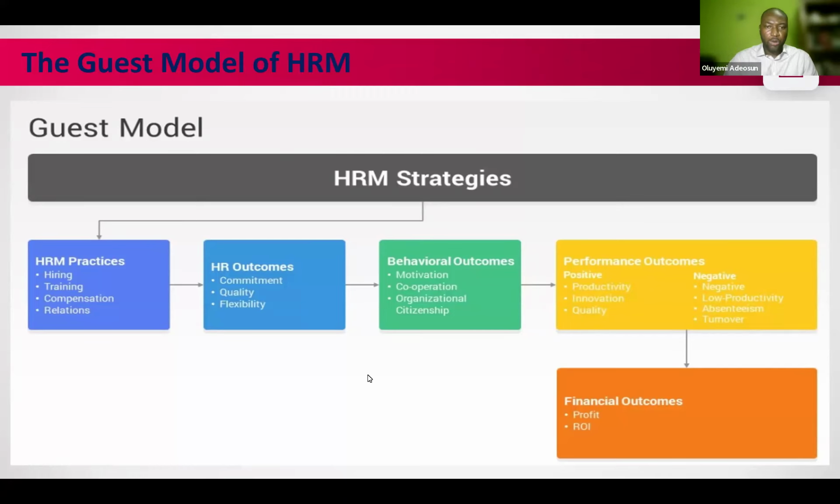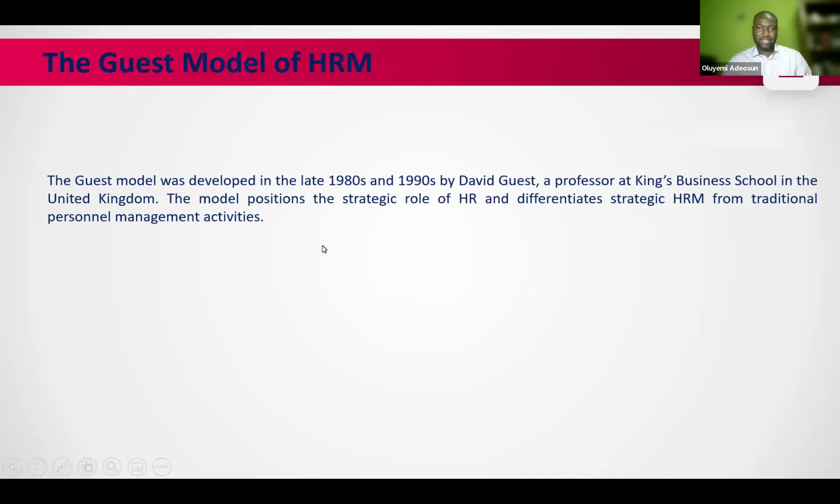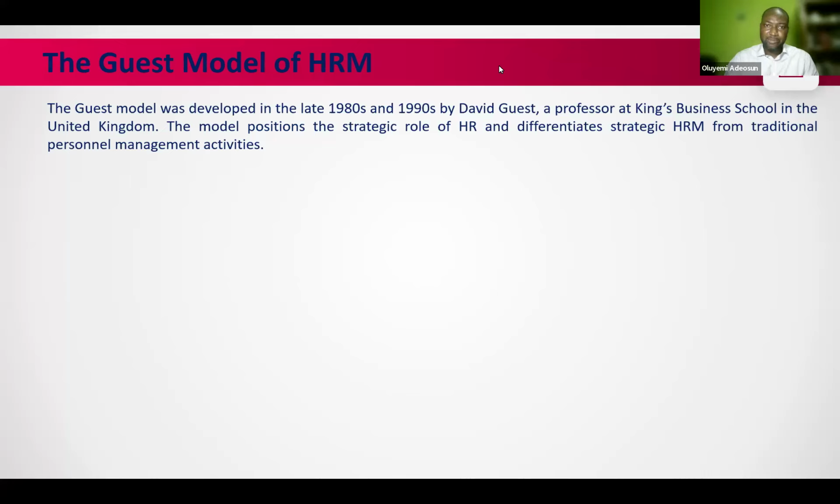Now, to the Guest model. We'll come back to the chat, but let's look at the narration very briefly. The Guest model was developed in the late 80s and early 90s by David Guest, who is a professor at King's Business School in the UK. The model positions the strategic role, now look at that word, strategic, role of HR and differentiates strategic human resource management from traditional personnel management activities. Are we together?